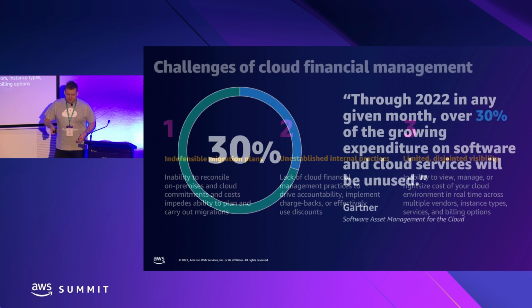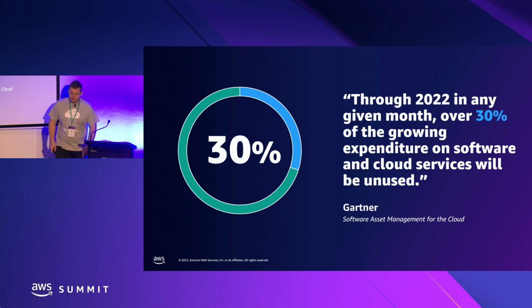Sorry, wrong button. So this is a fantastic stat from Gartner. Throughout 2022, in any given month of the year, over 30% of the growing expenditure of software and cloud services will be unused. So you can think about the amount of money that's being left on the table. There's lots of fantastic reports about this from the likes of Gartner, Forrester, et cetera. This isn't just something that Apptio is doing as a sales pitch.